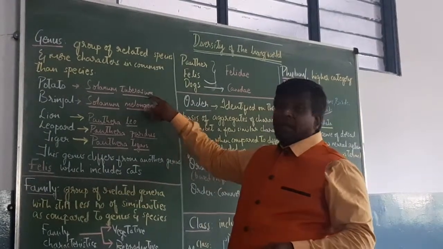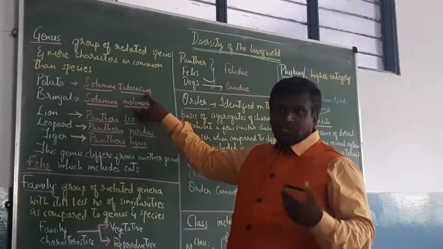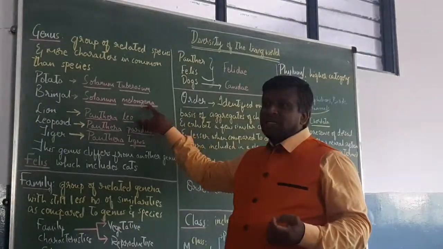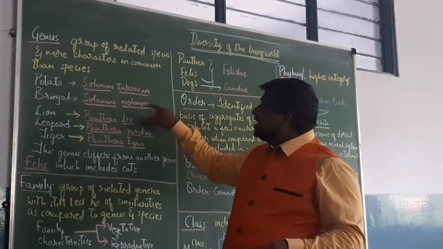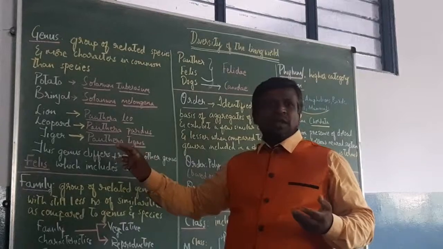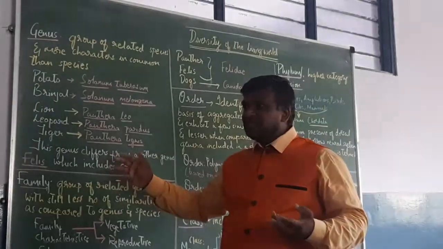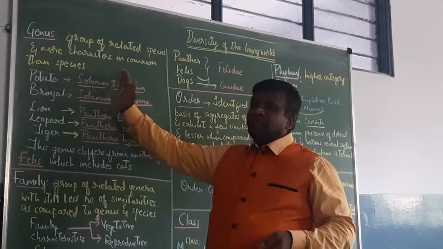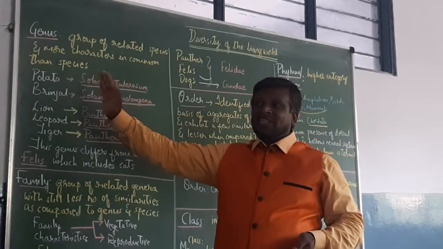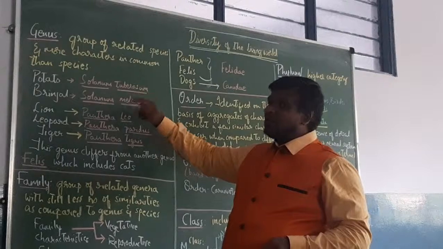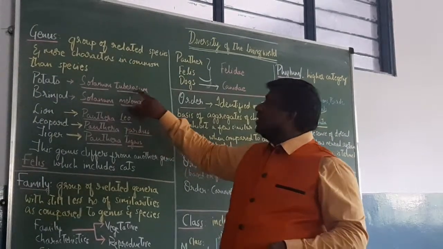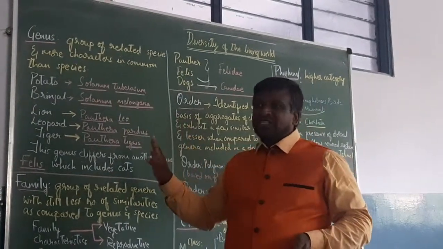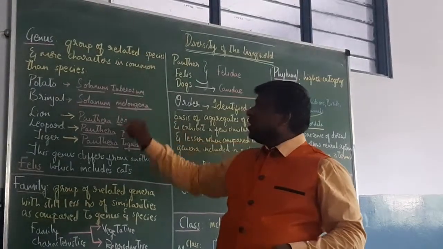When you compare tuberosum, which is potato, and melongena, which is brinjal, these species vary. Potato and brinjal have a lot of differences, isn't it? But within the genus Solanum, they have some common characteristics. Similarities are more in genera when compared to species. That is what the term includes.